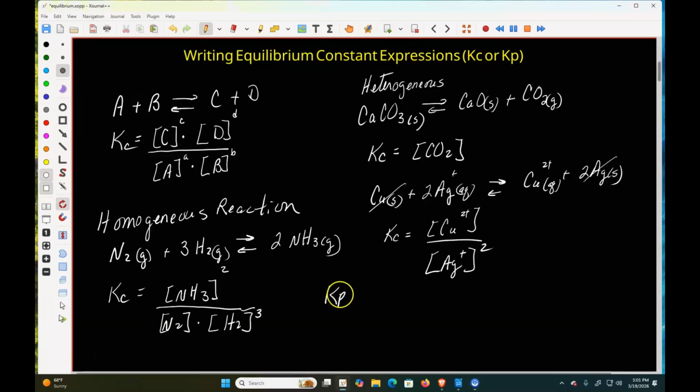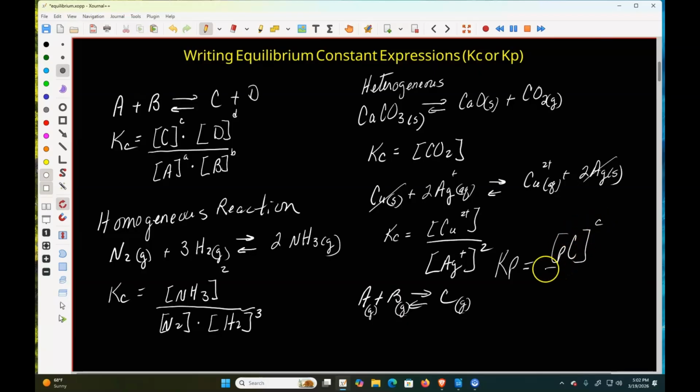Kp will use the partial pressure of gases. So P then will be equal to the pressure. So if I have an equation that says something like A plus B yields C, and all these are gases, then I can say that the Kp is going to equal the partial pressure of C raised to the power of C over the pressure of A raised to A times the pressure of B raised to the power of B. So otherwise, it's done exactly the same as Kc, except we're using pressures instead of concentrations.